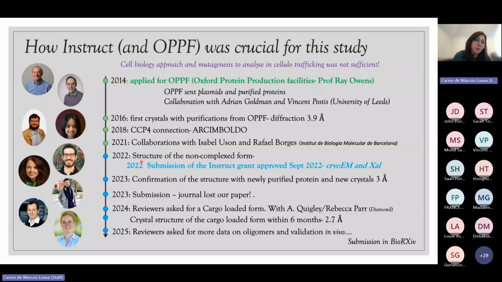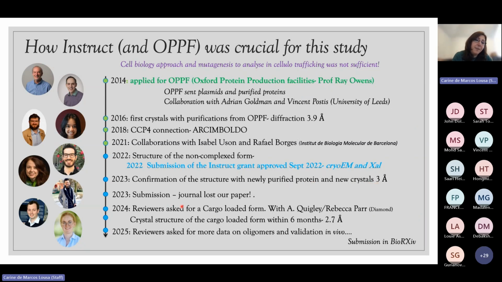We managed to finalize the structure of the non-complex form in 2022, but we needed to repeat this. So this is where the Instruct grant was submitted and approved in September 2022. We initially planned to do some cryo-EM and crystallization, but the cryo-EM didn't work at that time, so we concentrated on crystal structure. And this was a collaboration with Andrew Quigley and Rebecca Parr at Diamond. We have confirmed very quickly the structure that we had at the beginning of the non-loaded form, and we got new structures at 3 angstrom.